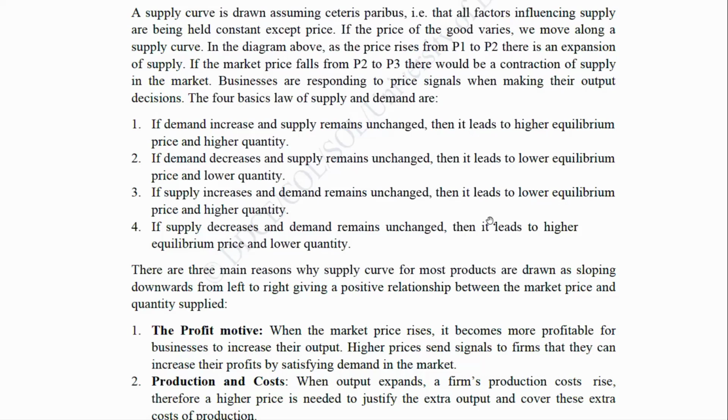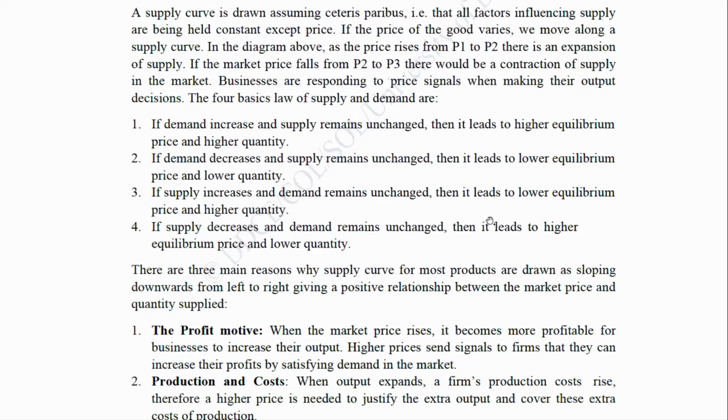In the diagram, as the price rises from P1 to P2, there is an expansion of supply. If the market price falls from P2 to P3, there would be a contraction of supply in the market. Businesses are responding to price signals when making their output decisions.